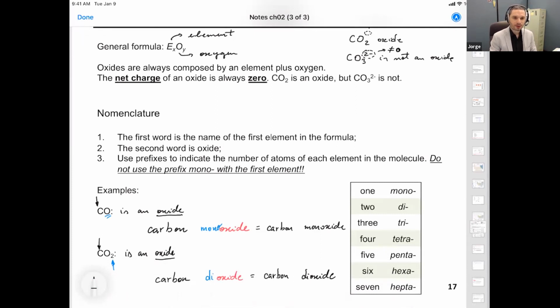All right, so the nomenclature for oxides is quite simple. You just need to be able to identify when you have an oxide, pay attention to that, and then follow the 3 steps to name the oxide. Attention when you need to use the prefixes to indicate the amount of atoms in the structure.